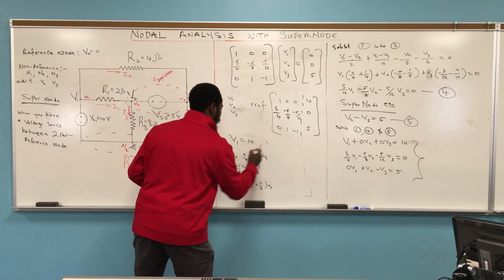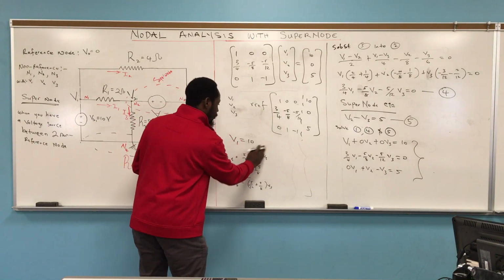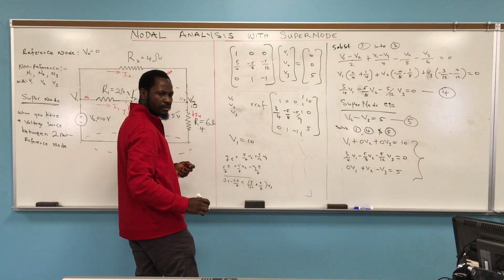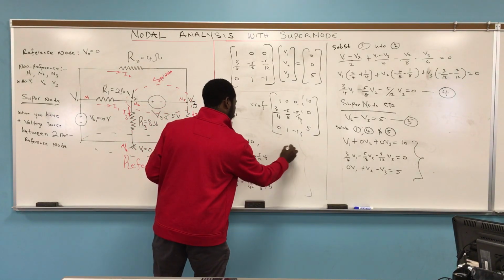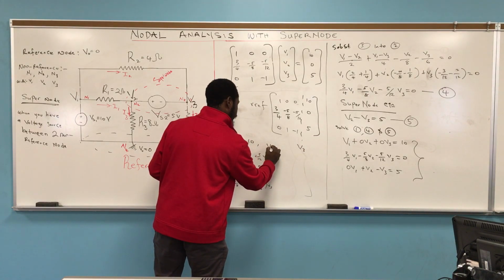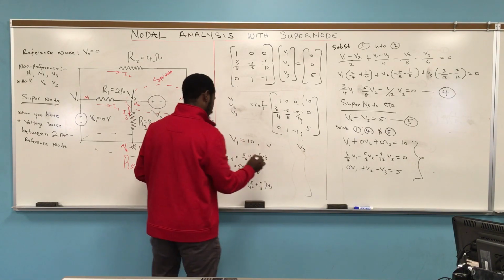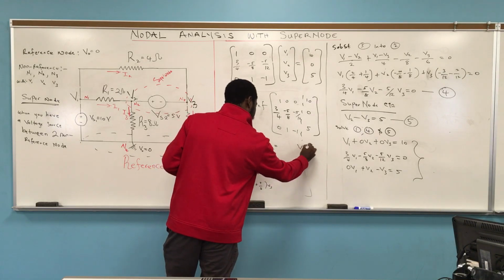The first one is 10, for sure. The second, we know that, 115 over 17. Are you sure? Yeah, this is what I got. Okay, and what's V3? 30 over 17. Doesn't sound correct. Check it again, because what I got is different.